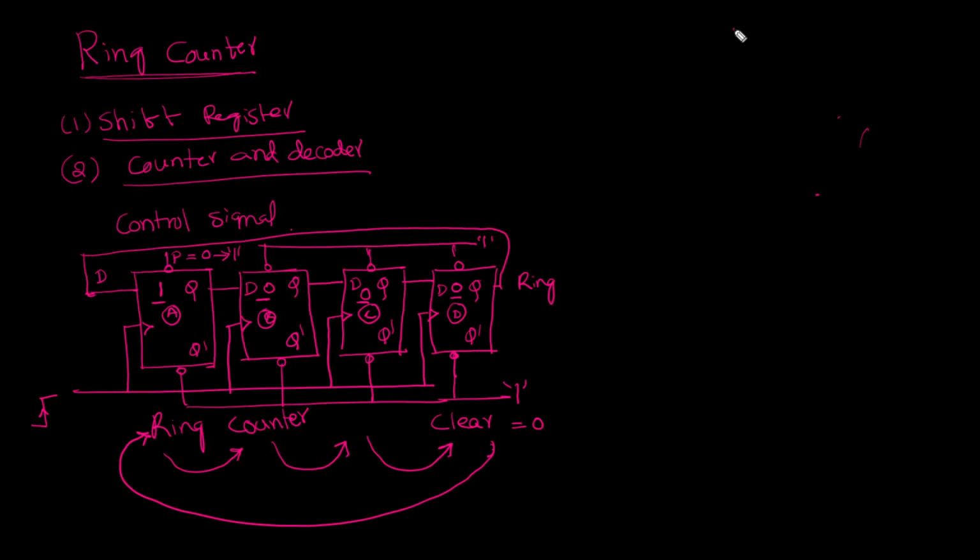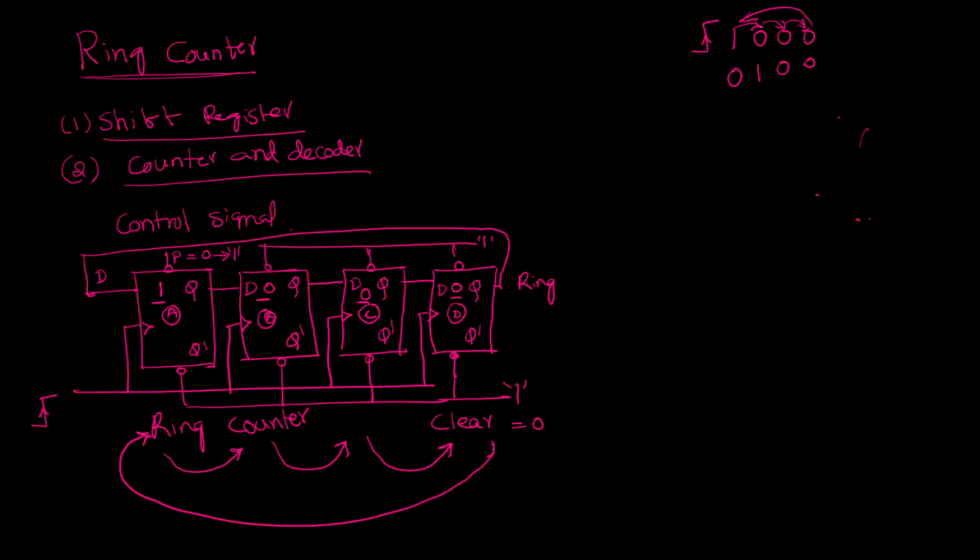Now, let's suppose 1000 is loaded, and one clock pulse is given to it. Then what exactly happens is, this 0 will come to the front, and this will go here, this will go here, this will go here. So this will be 0, 1, 0, 0.